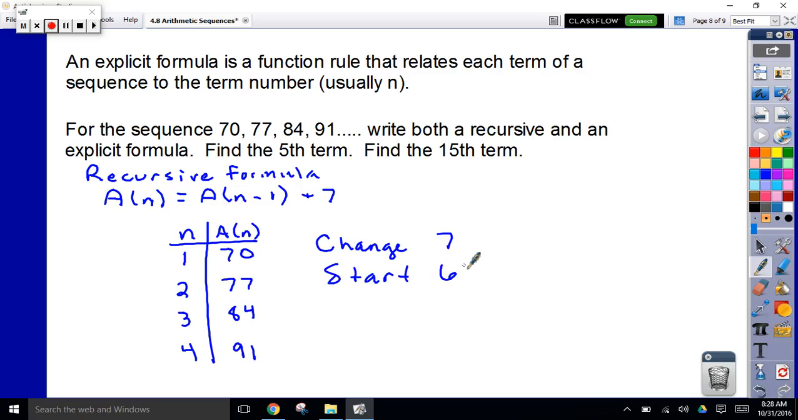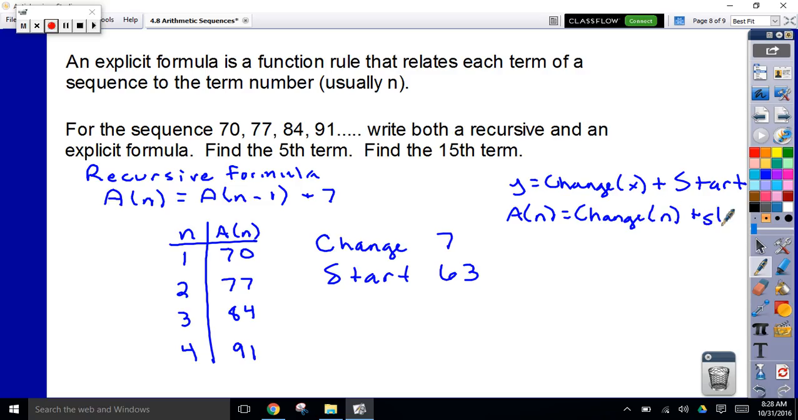Yeah, that's correct. So remember we write the equation. We used to have y equals change times x plus start. Well, now we've replaced y with a of n, and we've replaced x with n. But everything else is still the same way. So when we're writing an explicit formula, we end up with a of n equals the change, which is 7, times n plus start. So see what I mean? That you already know how to do that. It's just a matter of using a of n and n instead of y and x.